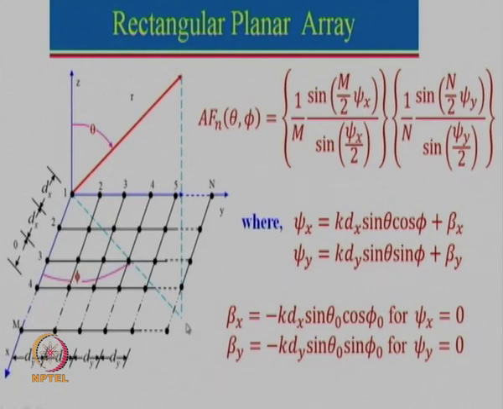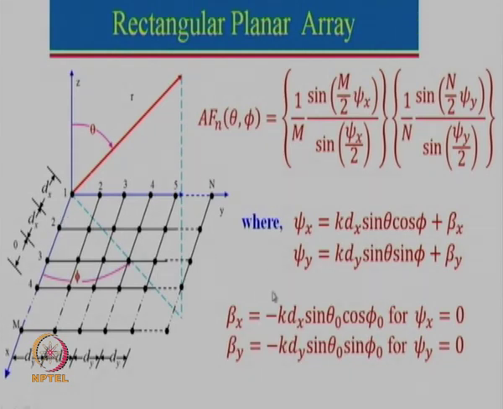Now when this projection has been taken over here, if you want to consider the element along the x axis, this angle is phi, so we multiply this with cos phi, and that is why we have the term cos phi. For the y axis element we take the projection along this, so we multiply by sin phi. So that is the term coming over here. Now beta x and beta y are the same as delta, which is a phase difference. So here beta x is the phase difference along the x axis and beta y is the phase difference along the y axis.